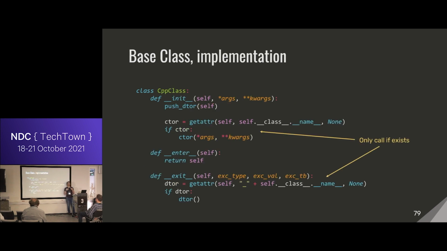As for the CPP class, we have a constructor, a destructor, and the useless enter method. In the constructor, we push ourselves onto the destructor scope, and then we check is there a constructor for that class. If there is one, we call it. Then in the destructor, we check for a defined destructor. If we have a destructor, we call the destructor. And that works.